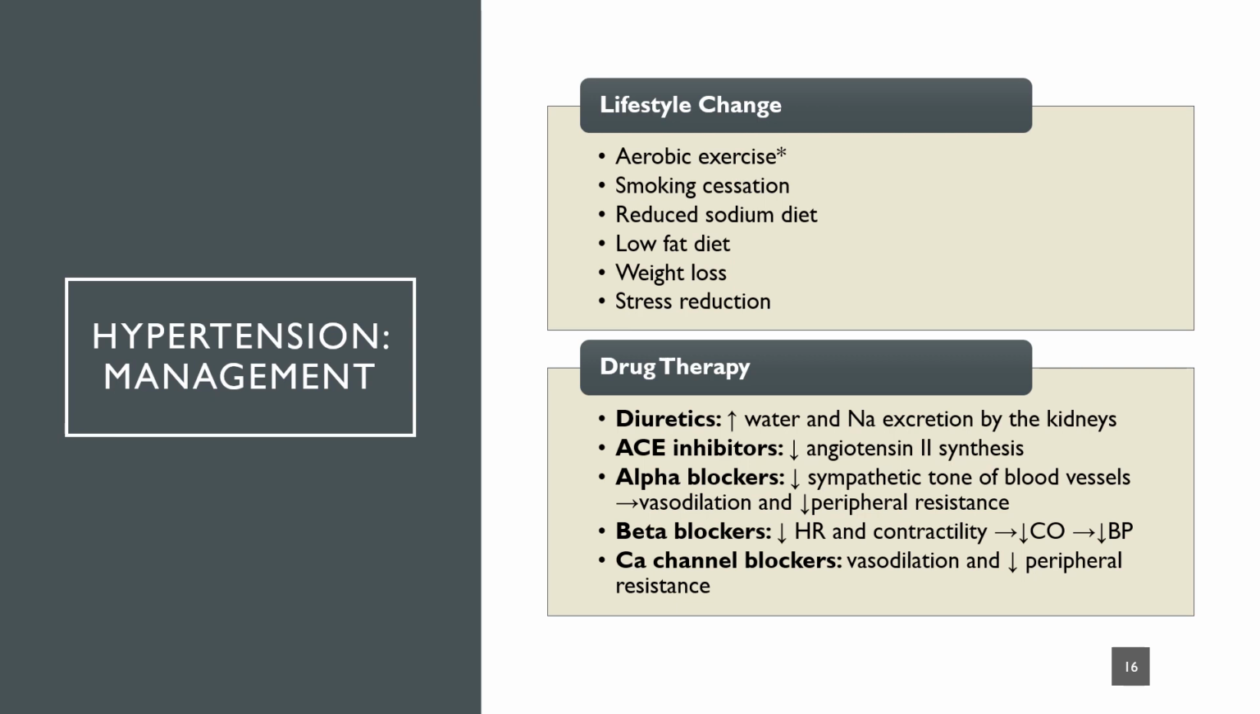Alpha blockers reduce the sympathetic tone of blood vessels, which leads to vasodilation and decreased peripheral resistance. Beta blockers reduce the heart rate and contractility, which decrease cardiac output and decrease blood pressure.